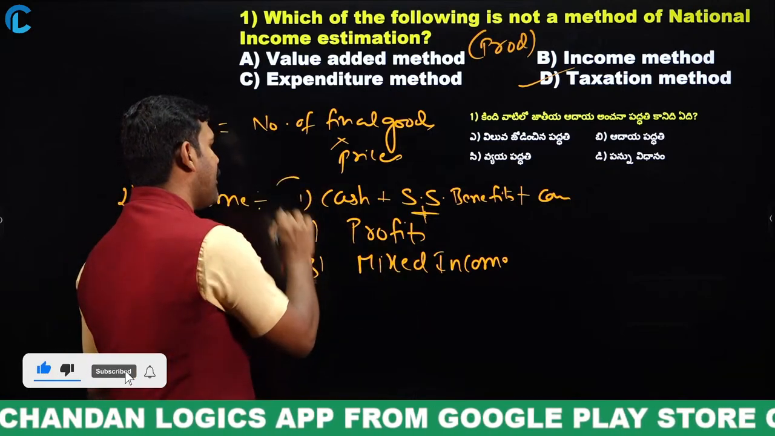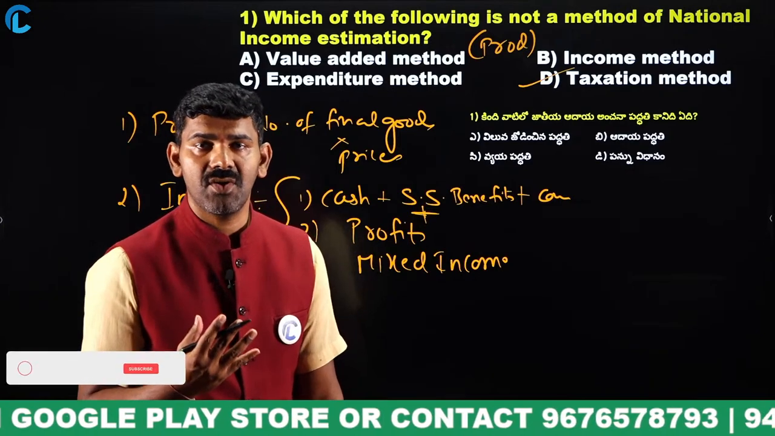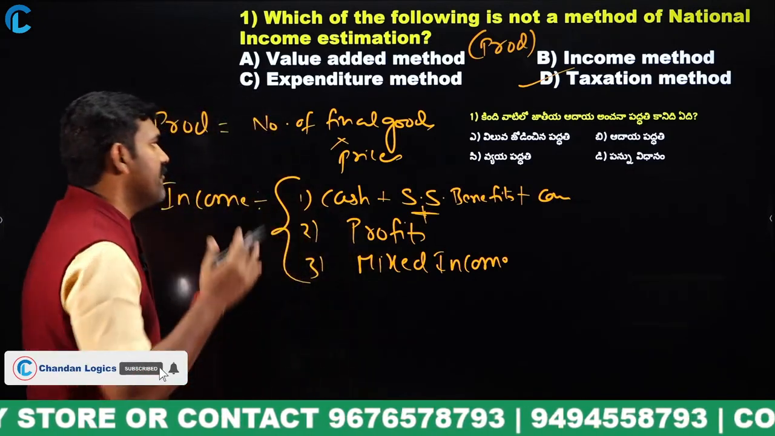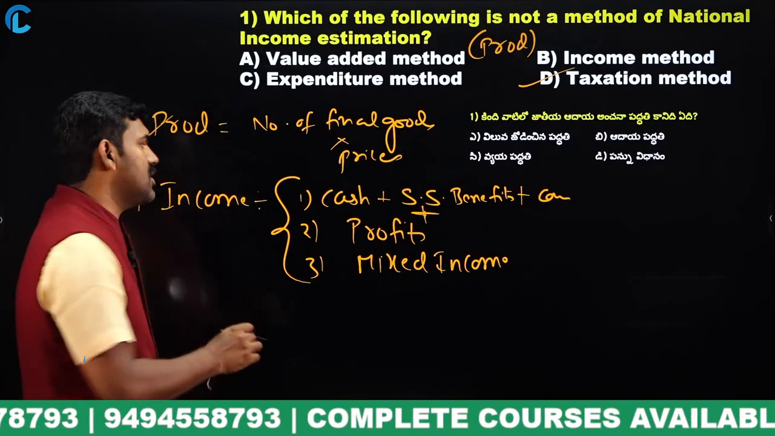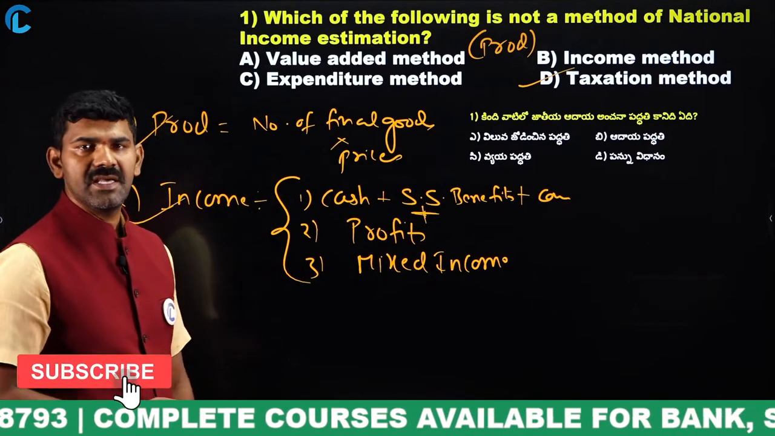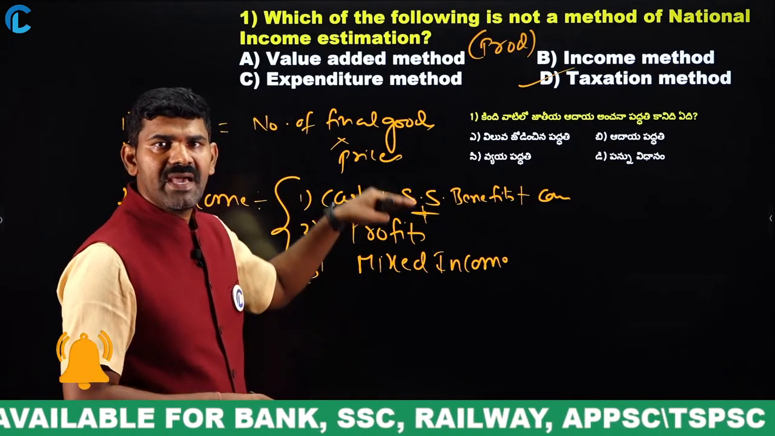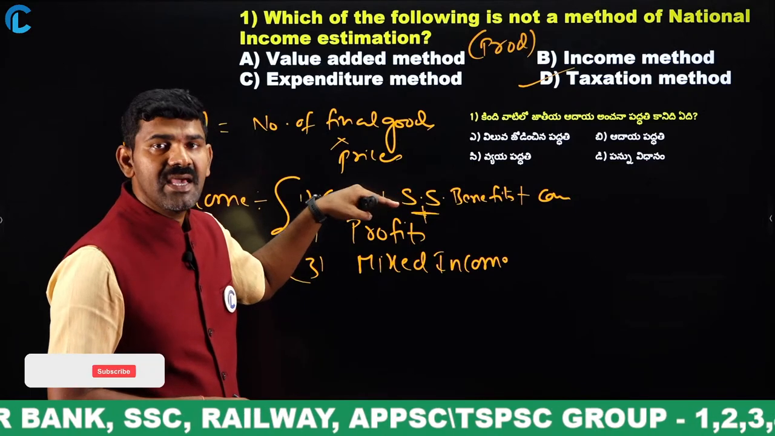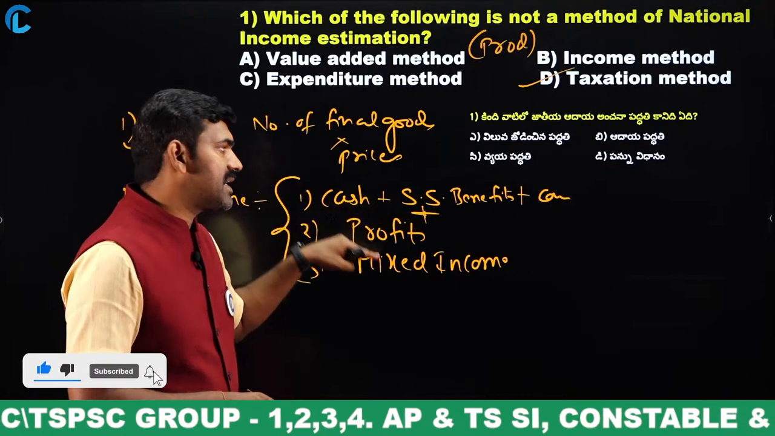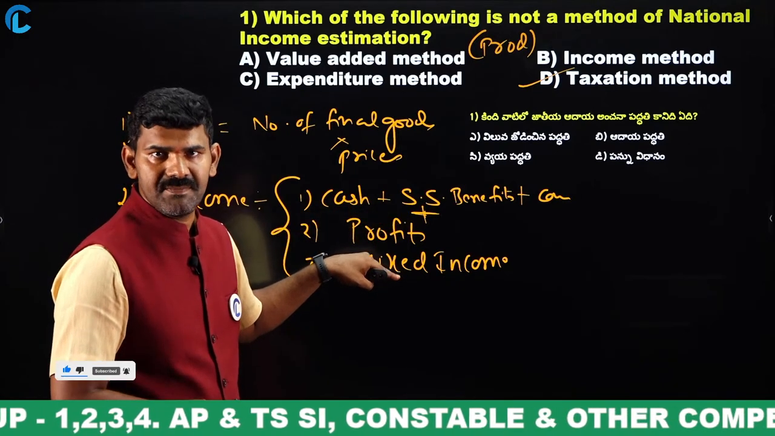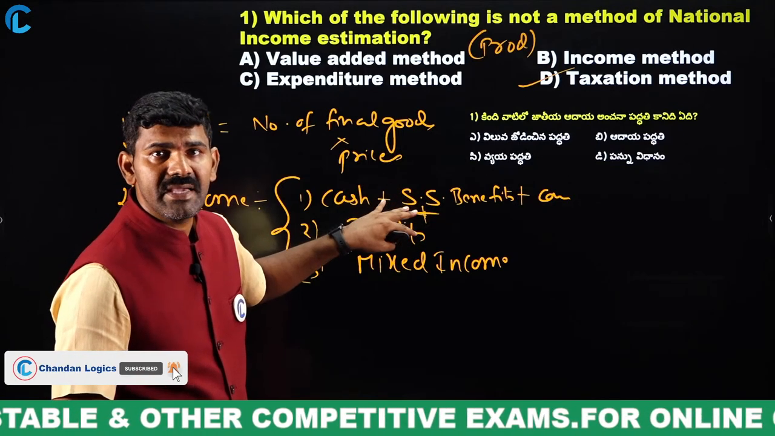Now when I add up all these things, what I'm getting is called the income method. So when I want to estimate the net income, I can estimate using the product method. I can also estimate using the income method. In society, you take anyone, there will be one of these three categories. Either they are salaried persons, or persons running a business earning profits, or persons earning a mixed income. Now you sum up all these things, what you get is the net income by income method.